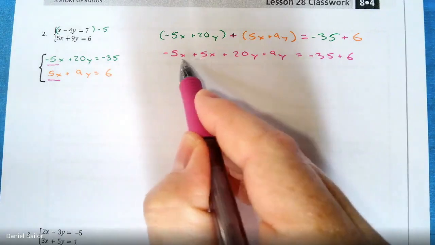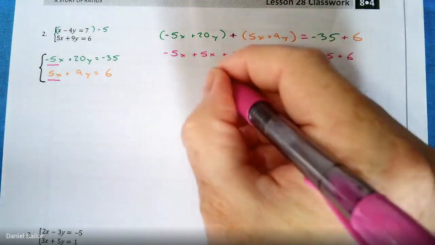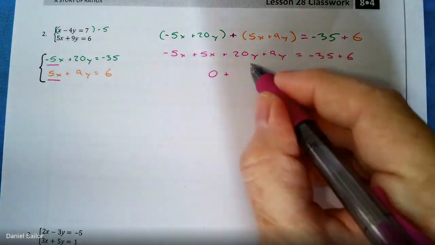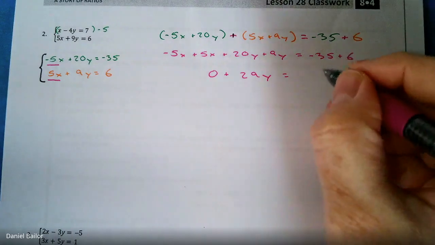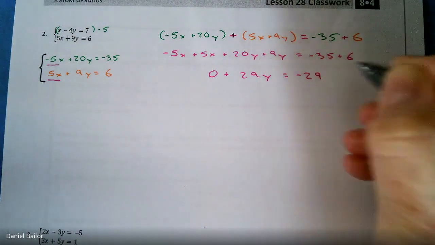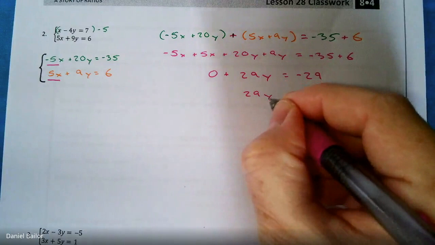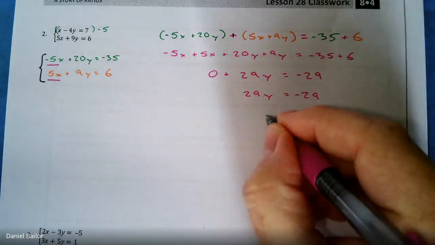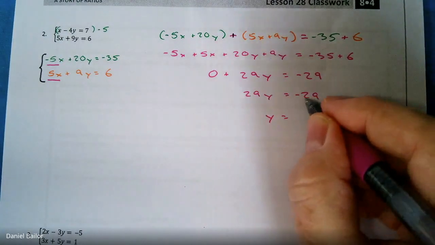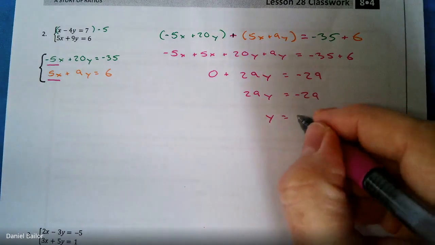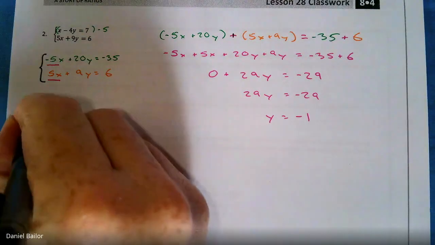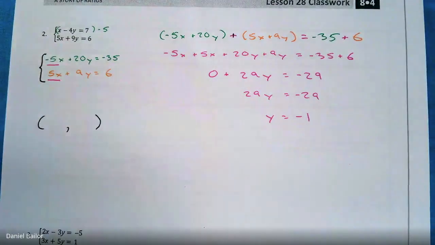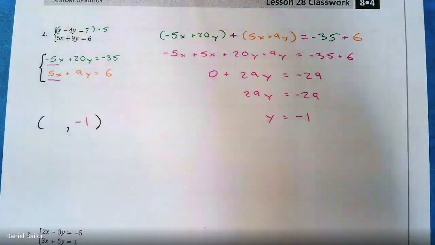-5x and 5x, you know that cancels. That's the whole point of this. We eliminate that to get 0. 20y and 9y is 29y, and -35 and 6 is -29. So we get 29y equals -29. So we divide by 29 to get y, and we get -1. So our solution is coordinates, and the y part is going to be -1.